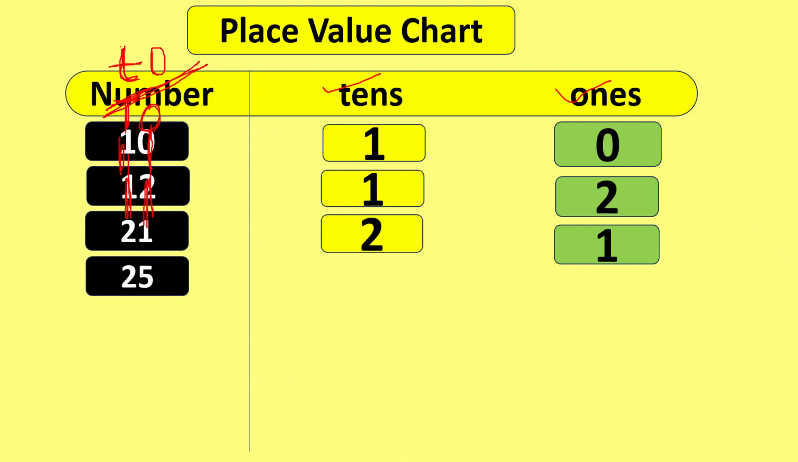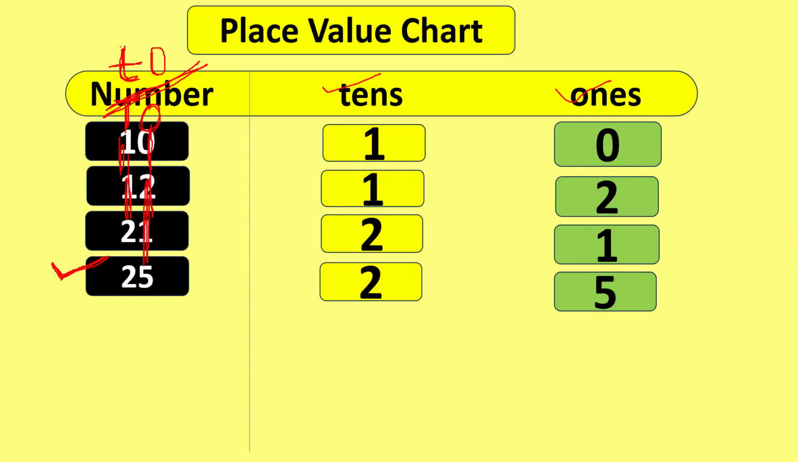Okay, next question is 25. So under the ones, which digit is it? It's a 5. So the ones place is 5 and the tens place is 2. Okay, okay. And now it's your turn.